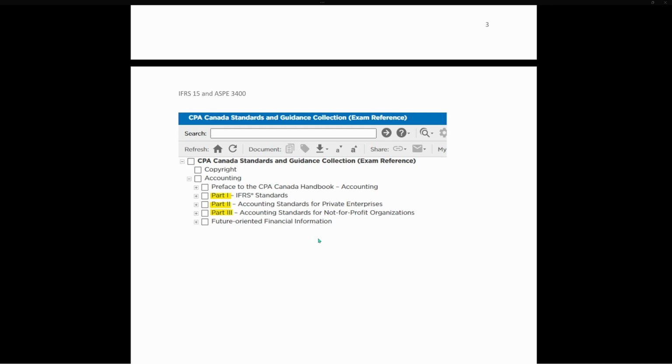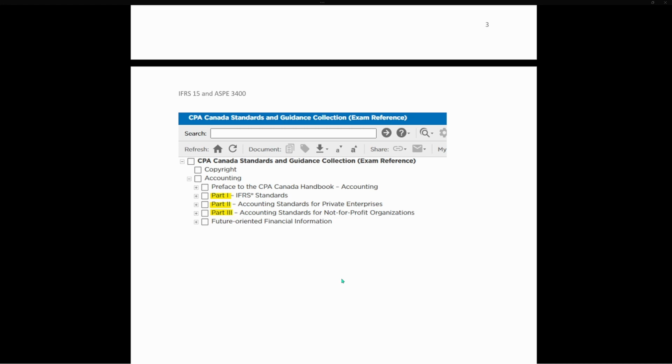I want to clarify something here before going to different sections. Private entities have 2 choices for following different accounting standards. One of them is IFRS and the other one is ASPE in Canada. But public companies should follow IFRS.